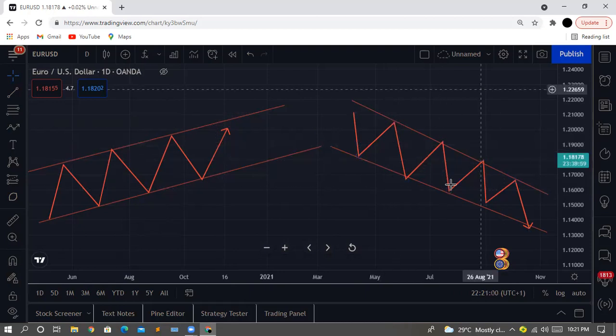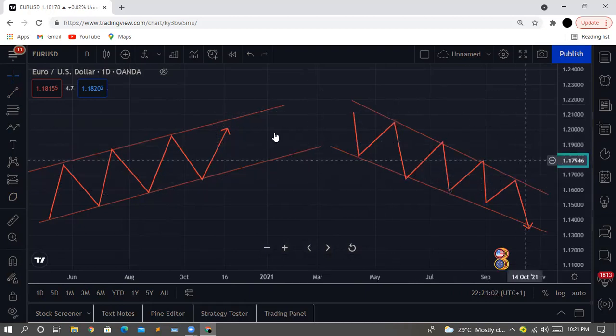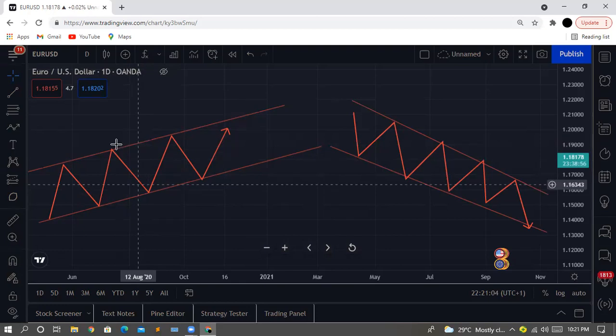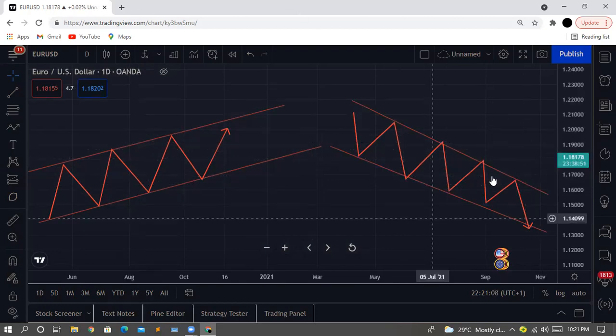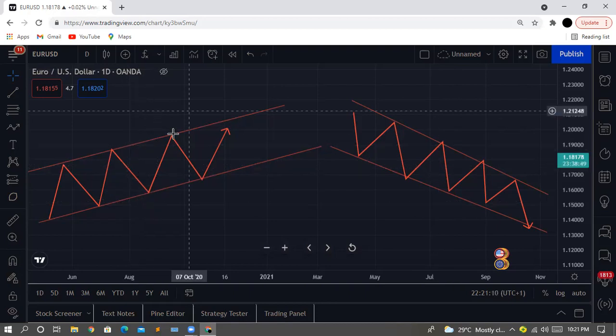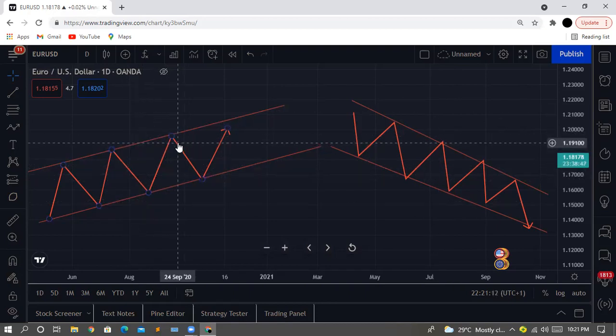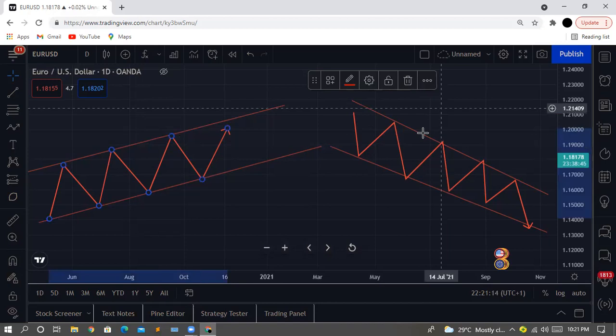So this is now a channel. This is a falling channel for the downtrend, and this is a rising channel.